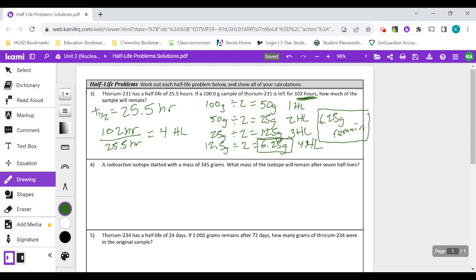Let's look at the second one. A radioactive isotope started with a mass of 345 grams. What is the mass of the isotope remaining after 7 half-lives?